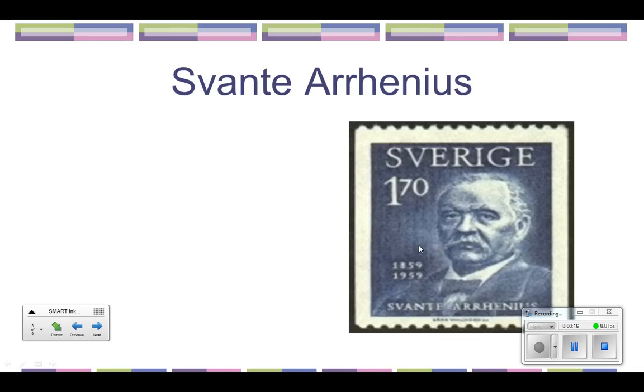Svante Arrhenius was a Swedish chemist slash physicist. This is a stamp honoring the 100th anniversary of his birth. You can see he was born in 1859, so he did most of his work late in the 19th century and then early into the 20th century. He did his doctoral thesis in the study of electrolytes. You remember electrolytes are substances that when you dissolve them in water, they conduct electricity.